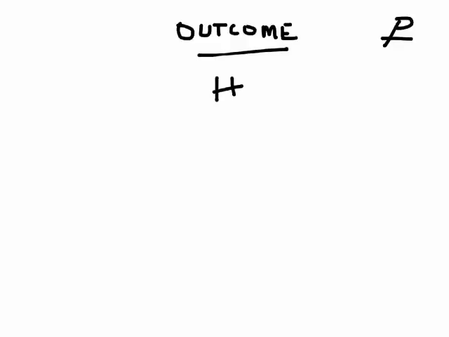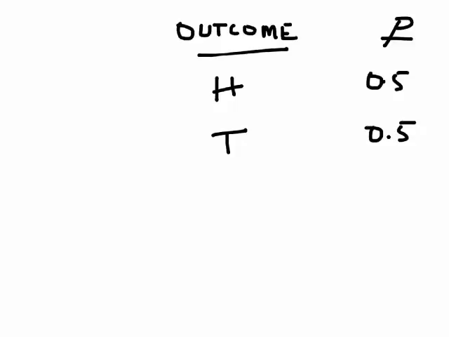What is a probability distribution? Now, it can be presented in a table or it can be presented in a graph. For example, I can write outcome and probability in a table. Let's say there are two outcomes, head and tail, and the probability of getting each is 0.5 and 0.5. This is a probability distribution.